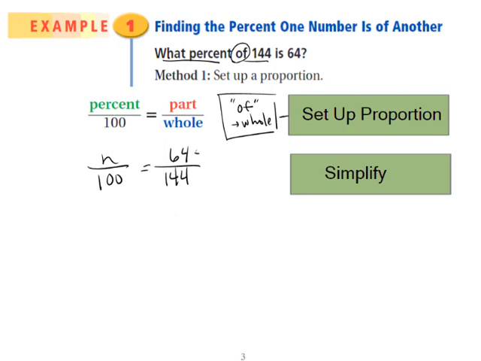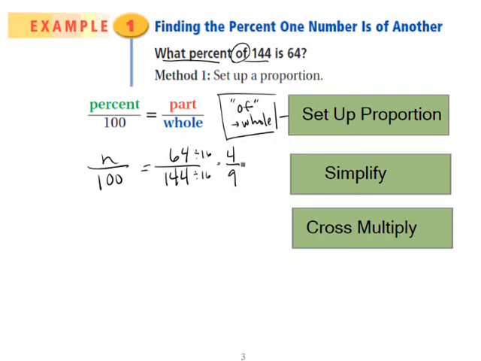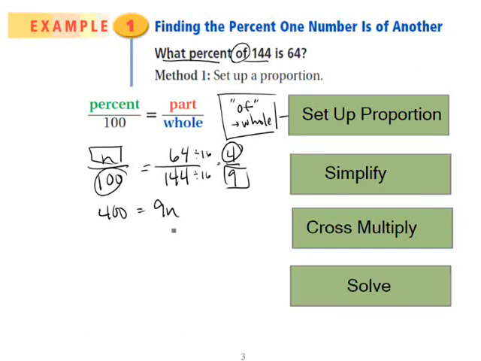To make proportions easier to solve, remember that you can simplify one of the ratios if it can be reduced by dividing the top and bottom by the same number. In this case, we can divide 64 and 144 by 16 and reduce that ratio or fraction to 4/9. Now cross multiply and you get the equation 400 equals 9n. Then solve the equation by dividing both sides by 9, as you should already know how to do.